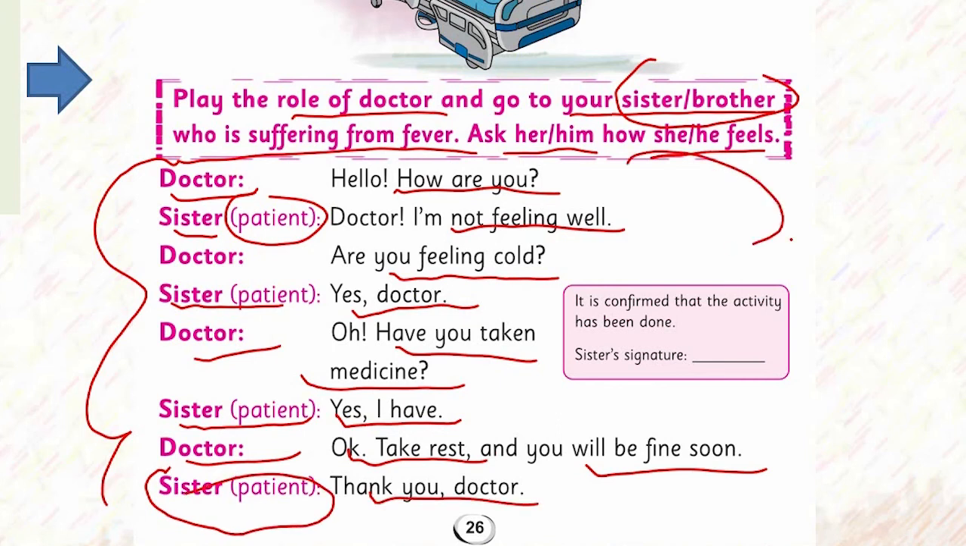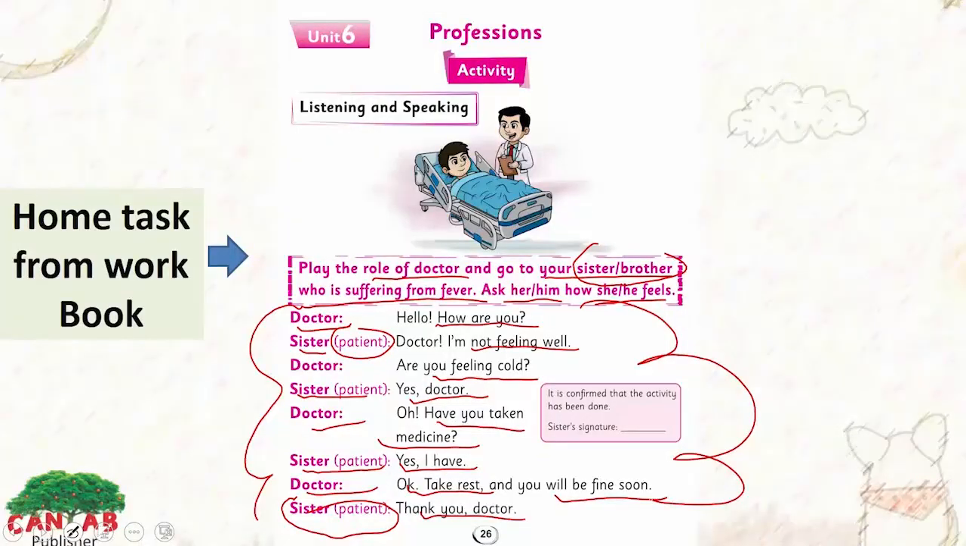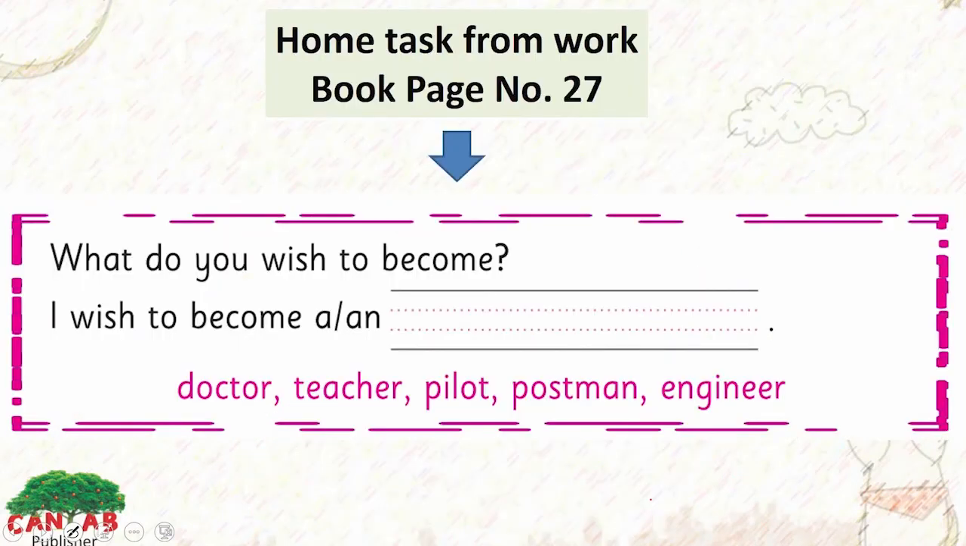So we have a conversation here. You can follow this one. You have to play the role of the doctor and your sister or brother will play the role of the patient here. And on page number 27 of your workbook, this is your home task. You have to complete it. What do you wish to become? I wish to become a... Please be careful about this. A or an, we have learned the concept of it: a before the consonant sounds and an before the vowel sounds here.